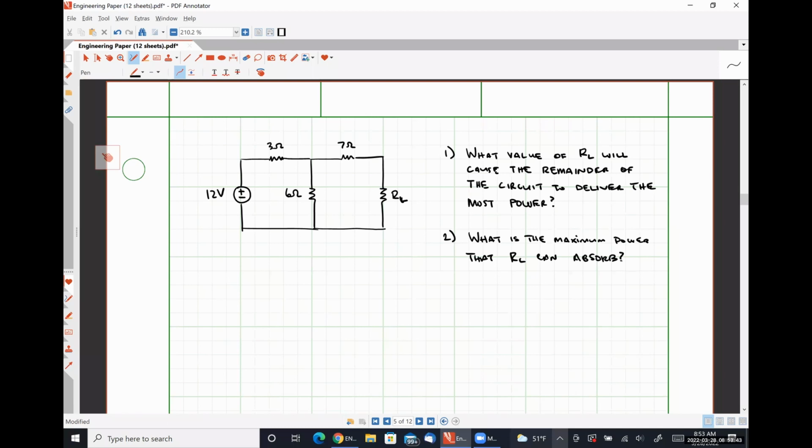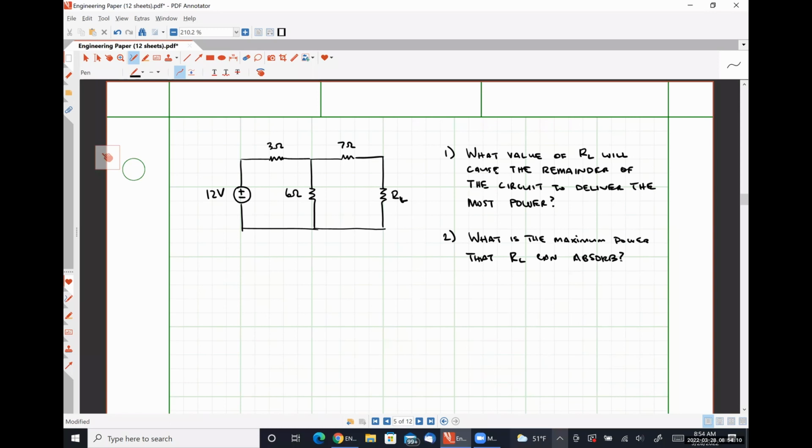This is literally identical to how I'm going to ask you questions on this topic on your exam that's coming up next Monday. You're going to have exactly two problems, one of which will involve calculating the value of RL, where maximum power transfer will occur. And the second part is then telling me what that maximum power is. Okay.